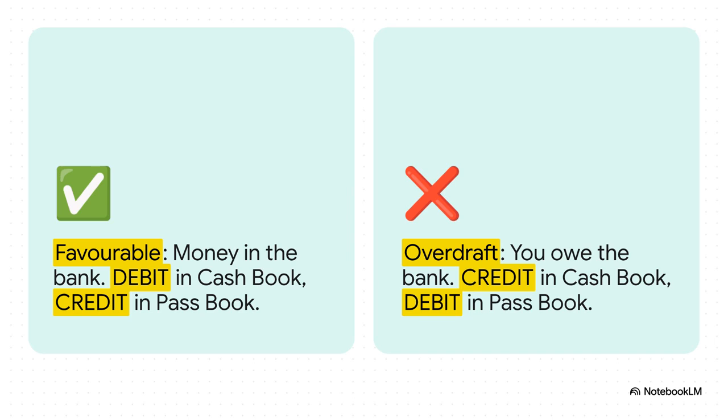An unfavorable balance is an overdraft. You owe the bank money. And again, notice the opposites. That's a credit in your cash book, but a debit in the bank's passbook. Get this straight, and you're halfway there.